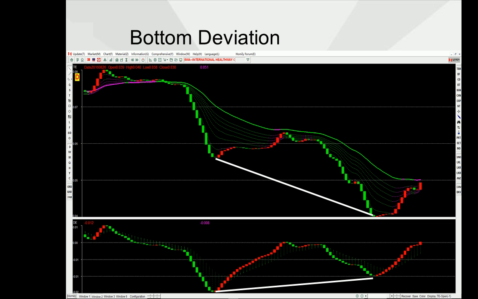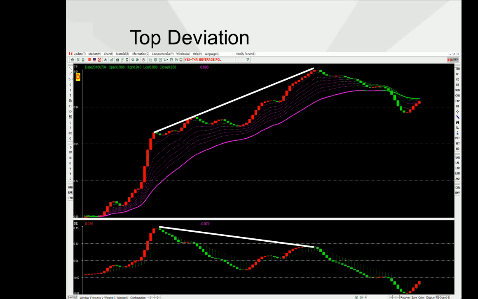So firstly, let's see this one, bottom deviation, right? Just now I showed you, this is the bottom deviation. Then we can see the next one. This is for the top deviation.